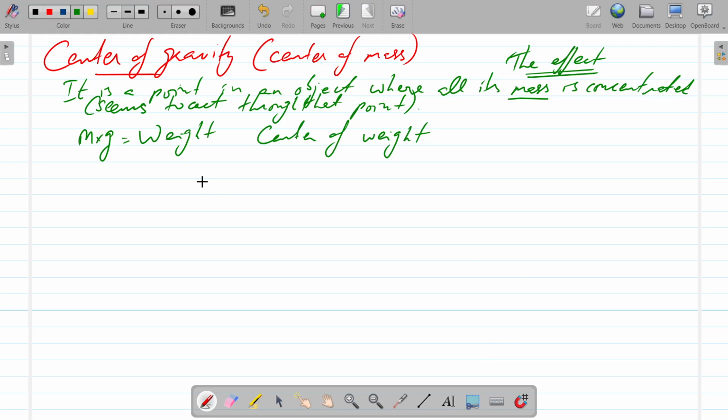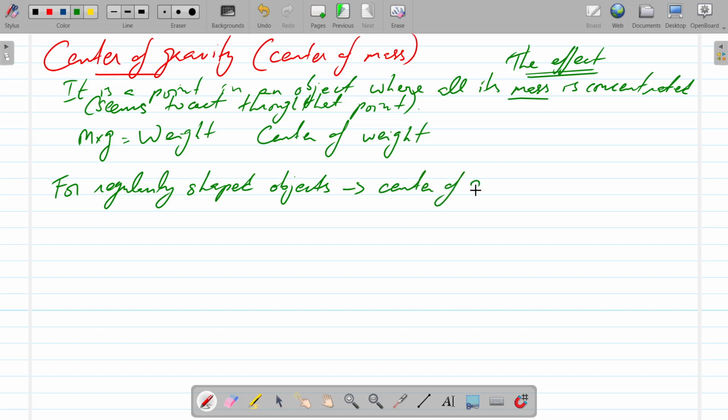Now for regular objects, or regularly shaped objects to be particular, the center of gravity is usually the center of the object.